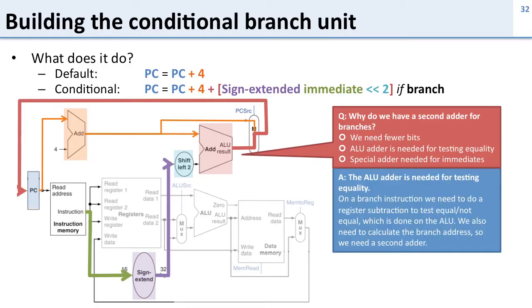Well, the answer here is the ALU is needed for testing equality. So remember, when we do a branch, we use the ALU to do subtraction. If the subtraction is 0, that means the two values are equal, and then we can use that to decide if we should take the branch. But we also need to use another adder to compute the branch address. So we need two adders, one to compute the branch address, one to compute whether or not we should take the branch.